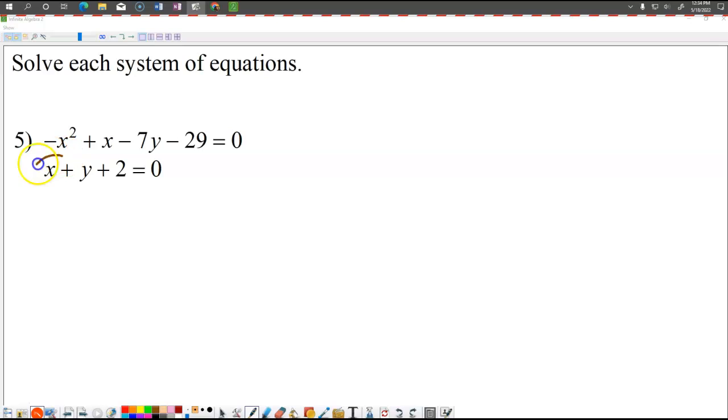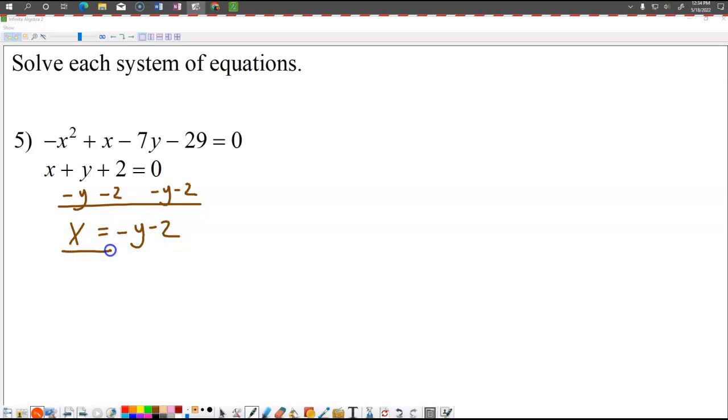And I think this is the easier equation to work with. So let's go ahead and get the x by itself. That'll actually be the easiest one. So I'm going to minus the y and minus the 2 on both sides of the equation here. And now I've got x equals -y minus 2.